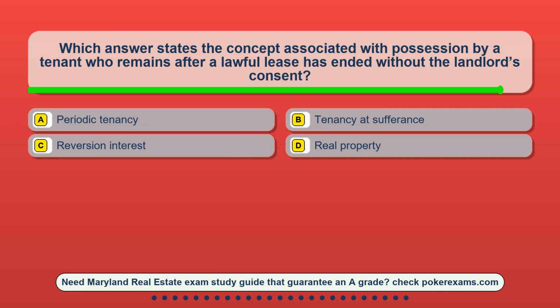Question 18. Which answer states the concept associated with possession by a tenant who remains after a lawful lease has ended without the landlord's consent? Option A, periodic tenancy. Option B, tenancy at sufferance. Option C, reversion interest. Option D, real property.